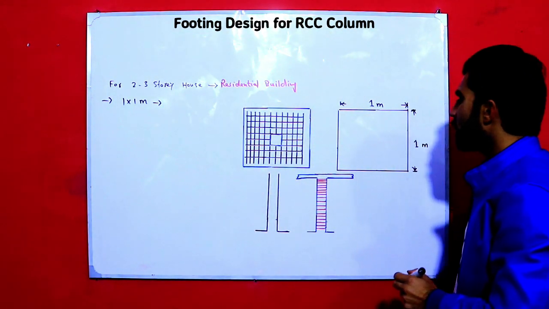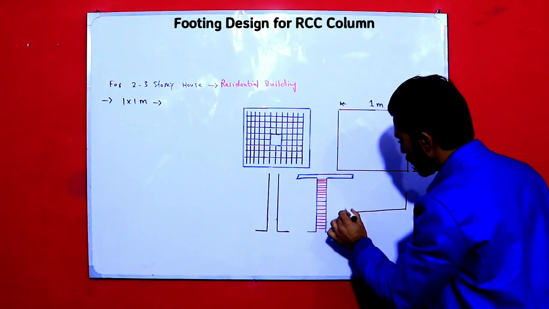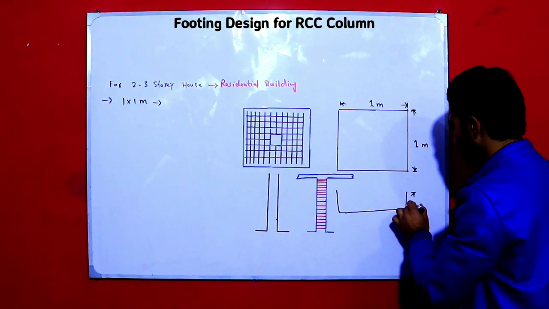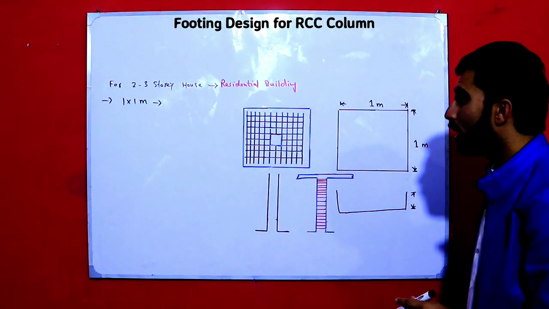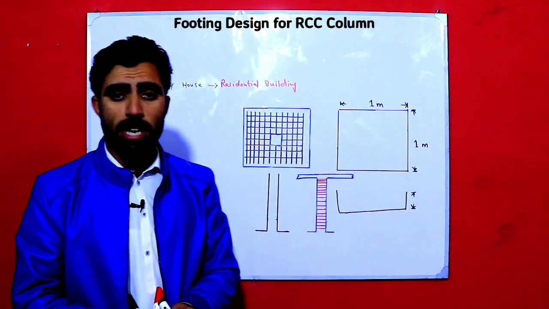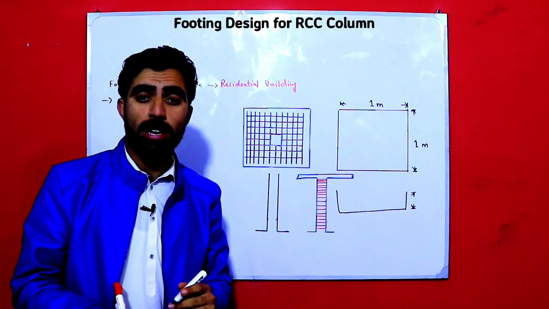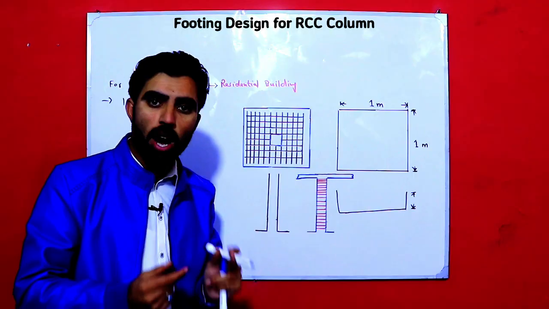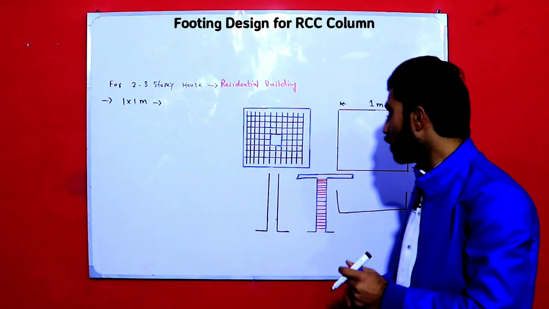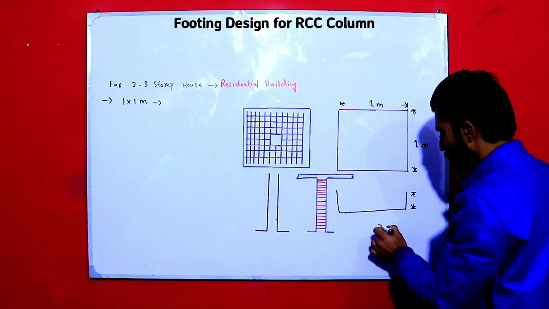Now guys, the second question is, what should be the depth of footing? As you can see, this is its depth. What should be the depth of footing? Many civil engineering students are confused. They tell me, sir, the soil bearing capacity of the soil is okay, or there is a mountain and it's hard rock. So guys, the footing depth should be a minimum of 12 inches, or 30 centimeters.